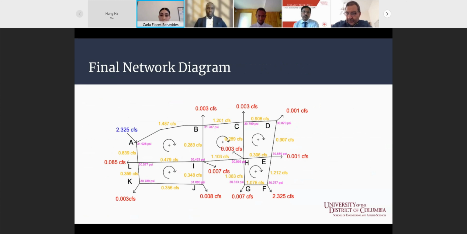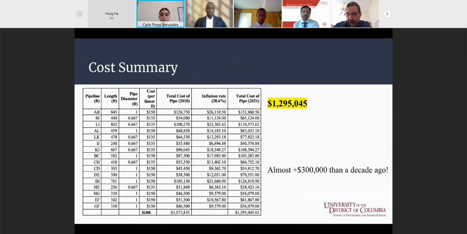My final network diagram now displays my pressure heads at every node. I have my corrected flow values in between pipes, and I have my discharges. Ultimately, everything added out pretty nicely, so that's how you know you have a successful network design.